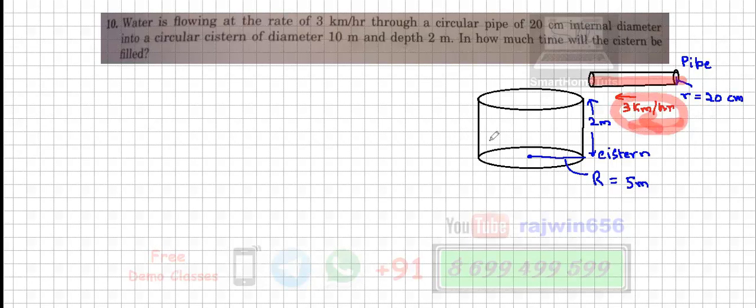This has to fill the tank. The dimensions of the tank are given. Diameter is 10 meters, so its radius is going to become 5 meters. The depth, that is the height of this cylindrical vessel, is 2 meters. Now, how much time is it going to take to fill this tank or this cistern? First of all, I'm going to calculate the volume of this tank or volume of this cistern.